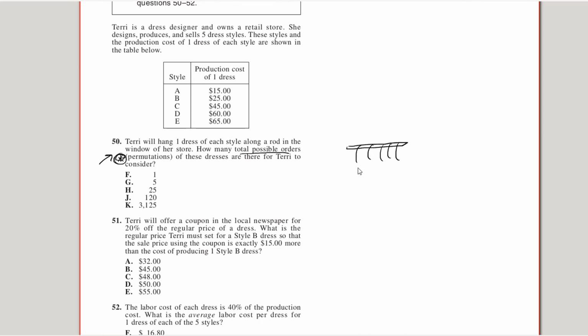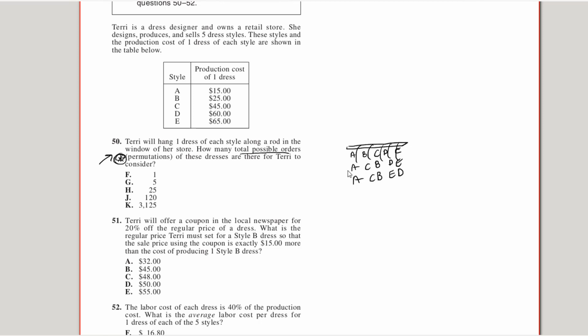We're given, it looks like in the information in the table above, styles A, B, C, D, E. Well, she could also go A, C, B, D, E, or she could go A, C, B, E, D. There's lots of different ones to consider.